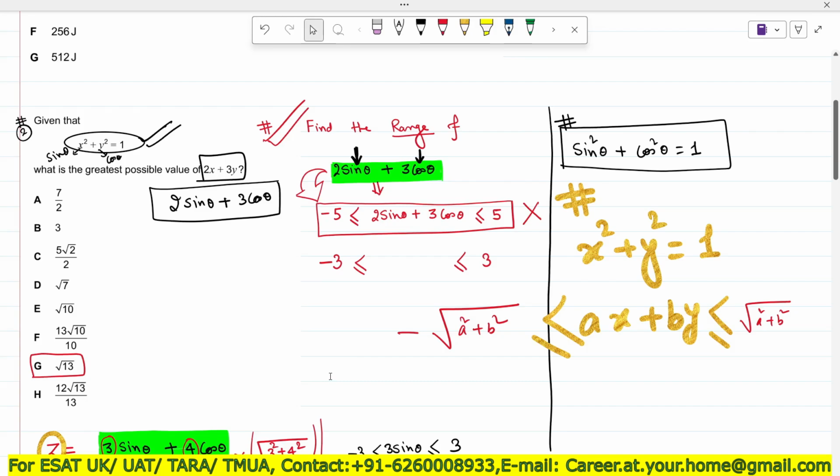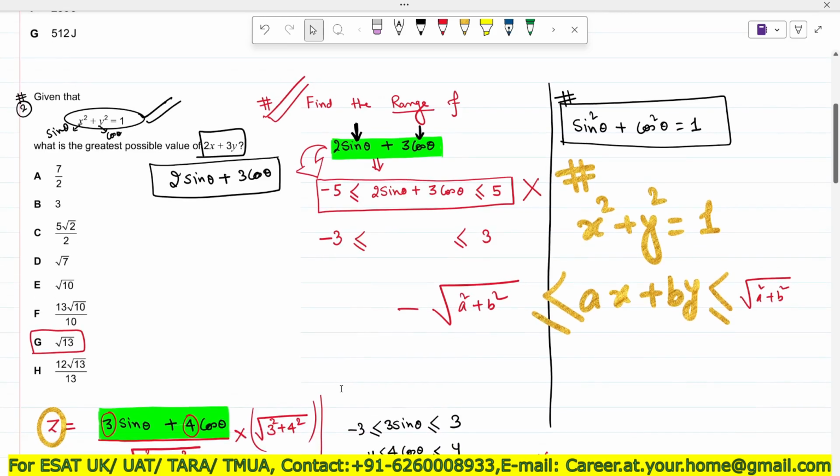Okay, now just another question, which is an extension of this. Let's say instead of x square plus y square equaling 1, what if it is equal to another value? For example, let's take, for simplicity's sake, 5. Then how will we solve this to find when 2x plus 3y is maximum?